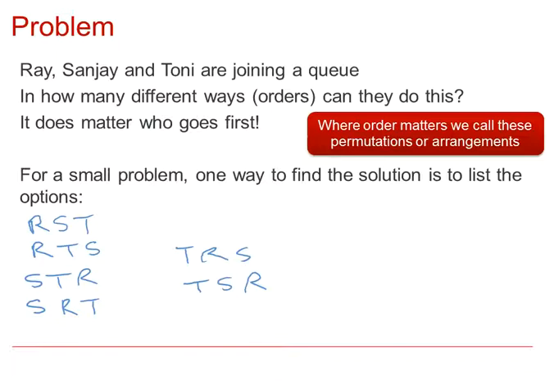So for that first person in the queue, we had 3 choices. And then for the second slot, we only had 2 choices. And then for the third, there was only 1 choice. Altogether, as you can see by listing, there were 6 ways.